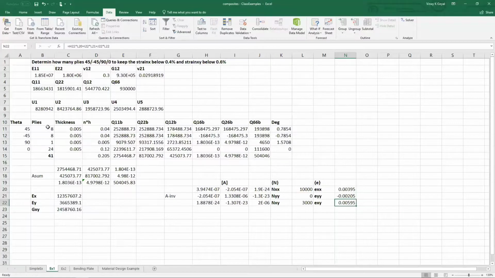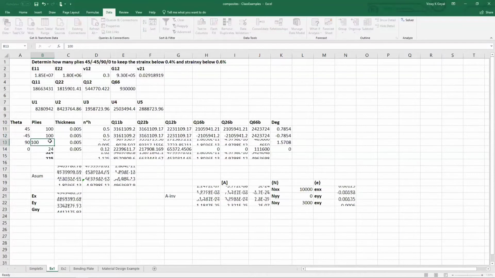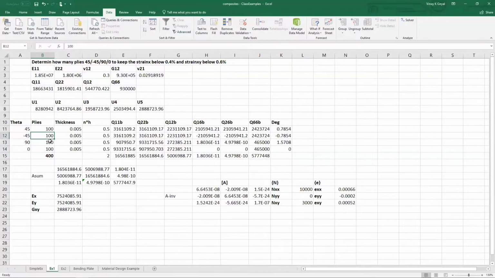So what do we need to do? The design variables are the number of plies. That was the question that was asked: what is the minimum number of plies I need so that the plate or the structure can survive and stay within the limits that we prescribed. So I'm going to keep the same number of plies for 45 and minus 45, which is a good idea. I made that equal to B12. So we're going to make everything 100. Why would I make everything 100? Start very thick. It's good not to be biased about how many plies you want in a particular direction. Let's see what the optimization algorithm will tell us.